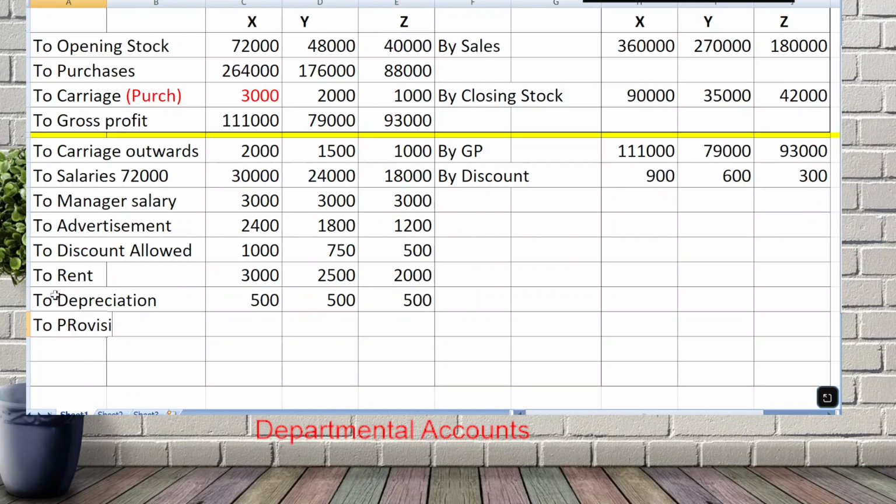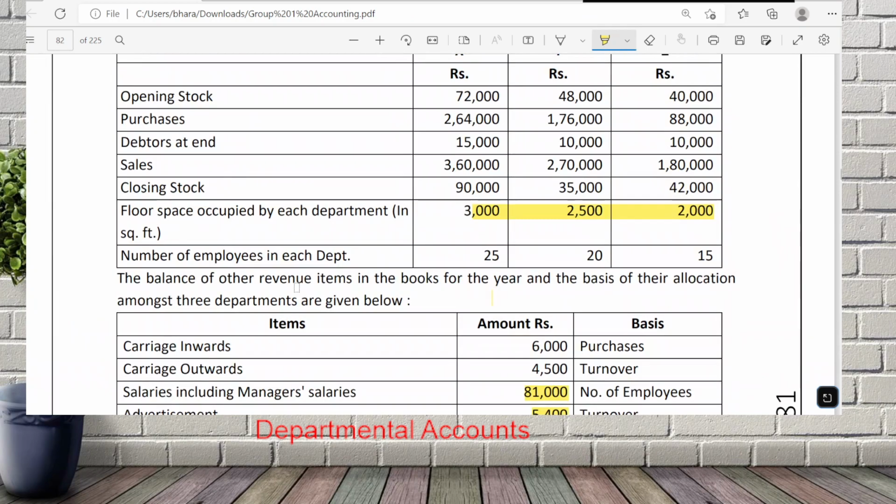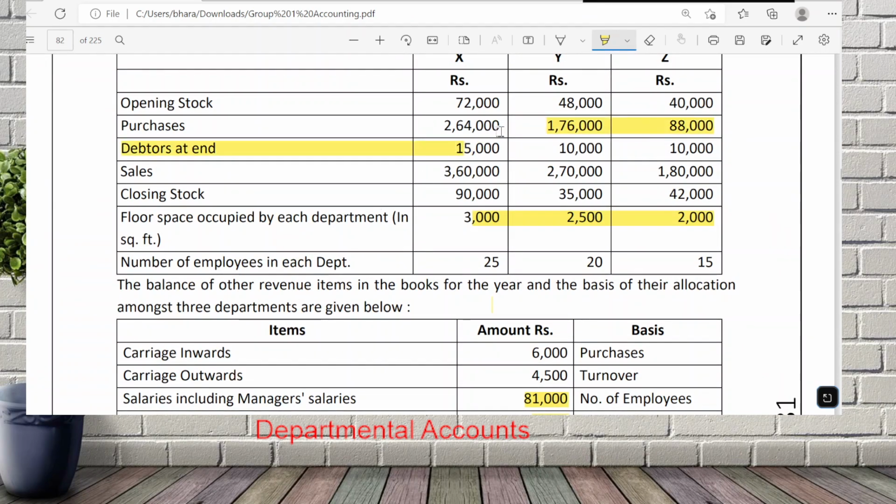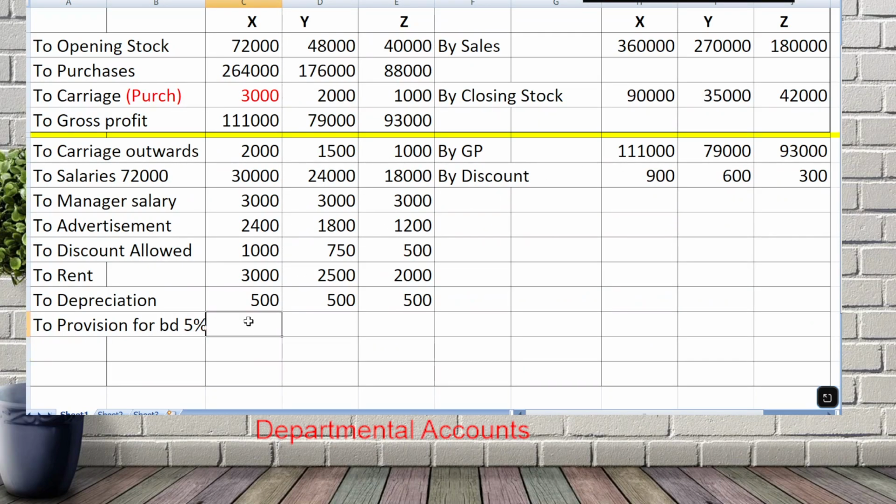Then provision for bad debts. Last line it is given, how much percentage? 5% on the departmental debtors. Debtors at the end are given, 15,000, 10,000, 10,000 into 5%. Work out and tell me. 750, 500, 500. This is provision for bad debts.